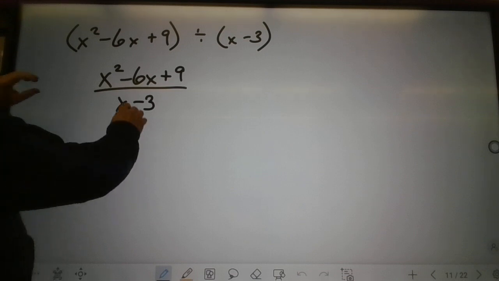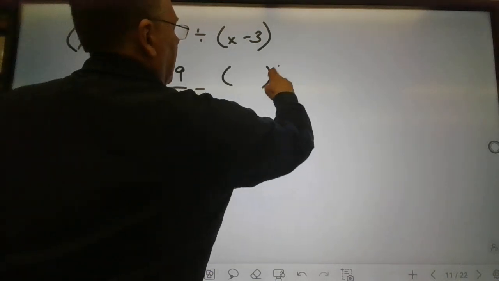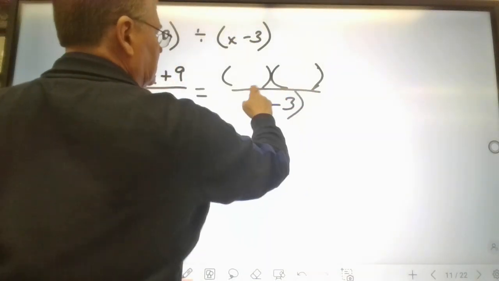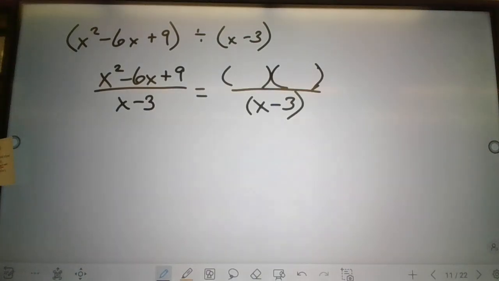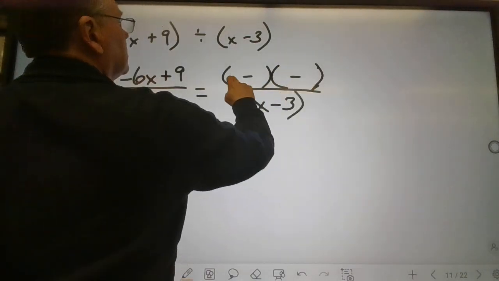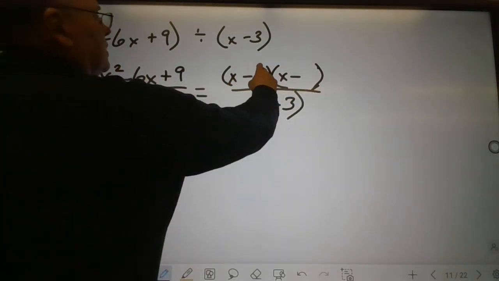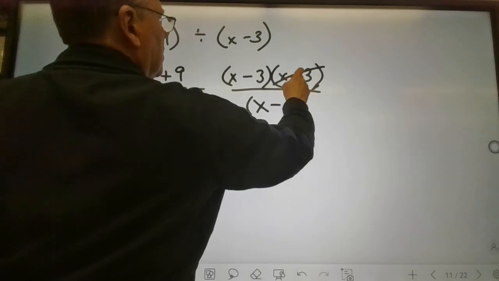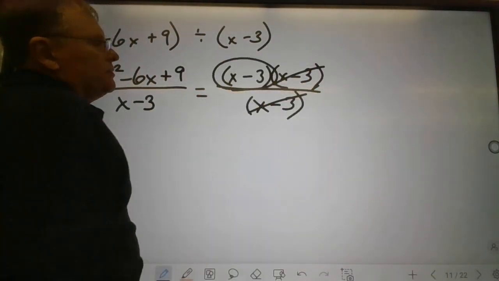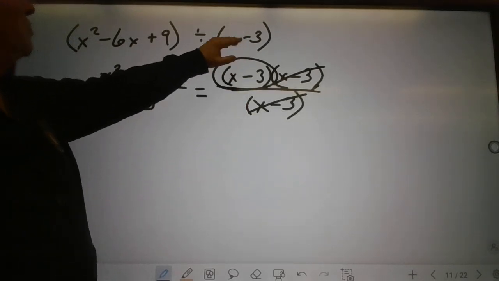So first of all, we would look to see if we can reverse FOIL the numerator. And if we can, and then if it can cancel with the denominator, that would be awesome. So it's a minus plus, so it tells me it's a minus minus. X here, X here. What do I need? I need a 3. Sure enough, one of those in the numerator can cancel with the denominator. And there we go. It's that easy. Because this times this would equal this.